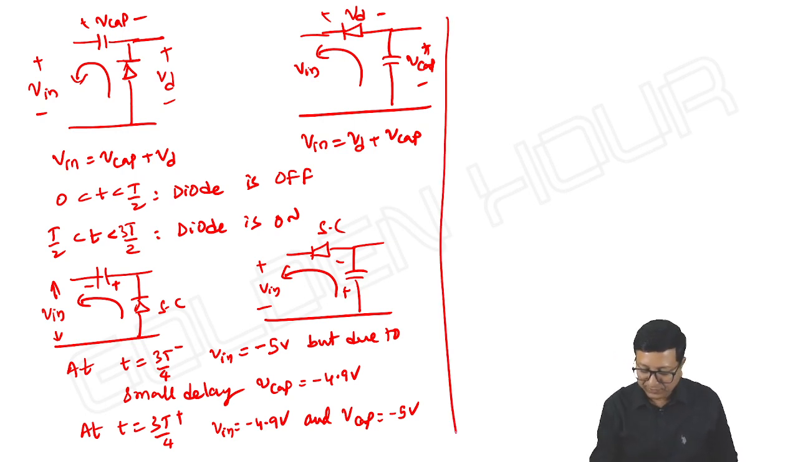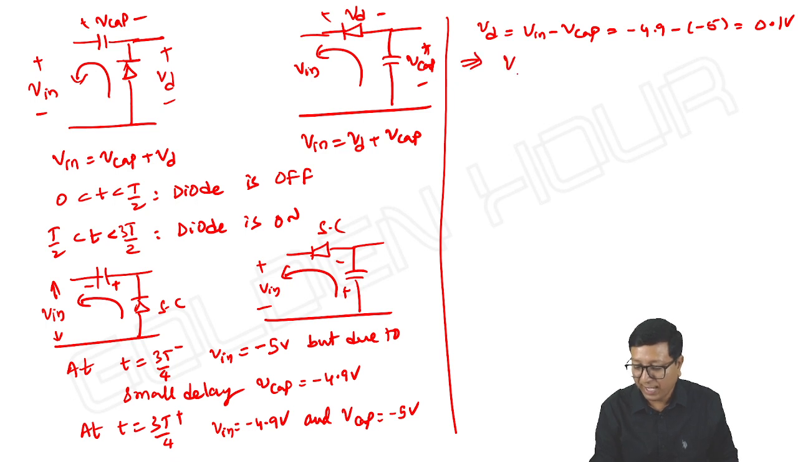If that is the case, what about Vd? Vd is equal to, in both the cases, input minus V capacitor, it is equal to minus 4.9 minus of minus 5, it is plus 0.1 volt. Means the anode to cathode voltage of the diode is equal to minus Vd. Cathode to anode is plus 0.1, which means anode to cathode it is minus 0.1 volt. Implies diode is off.